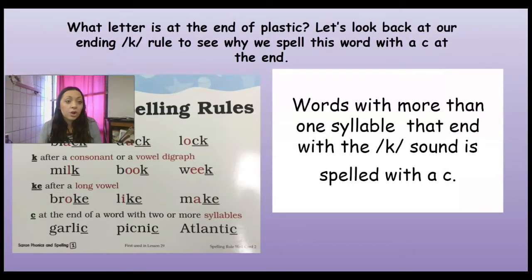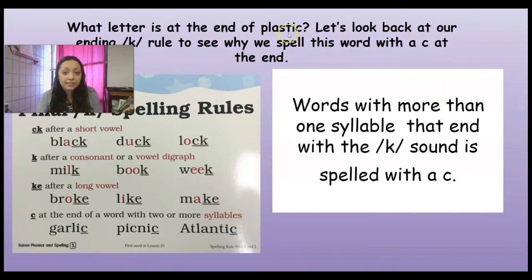All right. What letter is at the end of plastic, though? We see the letter C that makes the K sound. Okay, we're going to look back at our ending K rule to see why we spell this word with a C at the end, okay? So you remember, we use CK at the end if it makes that K sound, if it has a short vowel sound. So look, ack, eck, ick, ock, uck. After that short vowel, we say CK. We use a K after a consonant or a vowel digraph. So remember, ilk, ook, eek, that vowel digraph, okay, which means 2 vowels together.